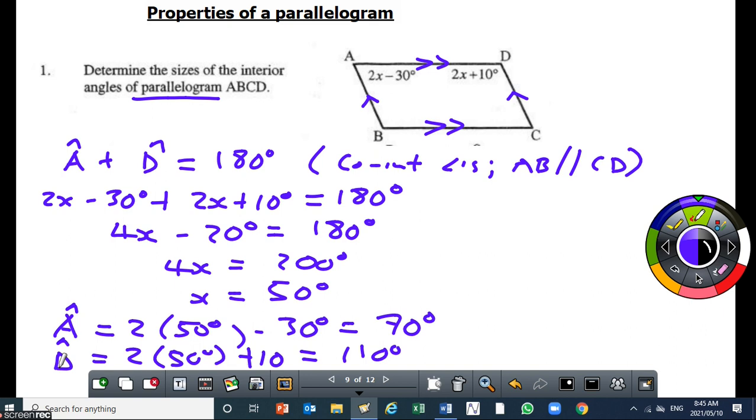To find C and B, we have to use the property of a parallelogram which says the opposite angles are equal. I found the size of angle A is 70, the size of angle D is 110. You can also use co-interior angles, because angle A plus angle B give you 180. So it's your choice here. Either use co-interior angles or use the fact that the opposite angles of a parallelogram are equal, to find the size of B and C. I'm going to use opposite angles of a parallelogram are equal. Please bear with me, I'm trying to be as quick as possible. I've lost a bit of time because of setting up.